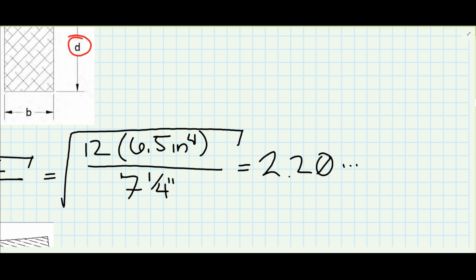And we are to round to the nearest eighth of an inch. So it's either going to be 2 1/8, which is 2.125, or 2 1/4, which is 2.25. And this is closer to 2.25, 2 1/4. So we'll round it to that, 2 1/4, which is just 2.25.